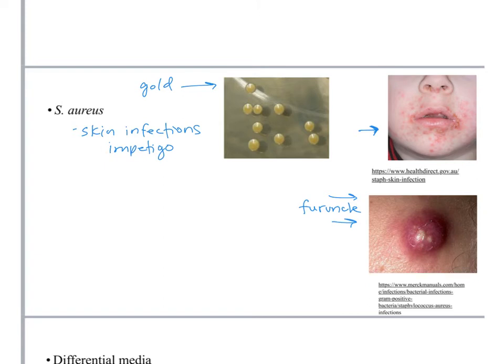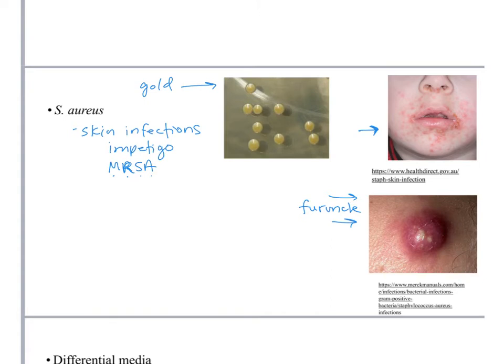Another infection that typically presents as a skin infection is MRSA. MRSA stands for methicillin-resistant Staph aureus. That's a strain of Staph aureus that's resistant to many different classes of antibiotics, not just methicillin, which is a beta-lactam, but lots of other antibiotics. So again, it often presents as a skin infection, difficult to get rid of because we have so few treatment options.